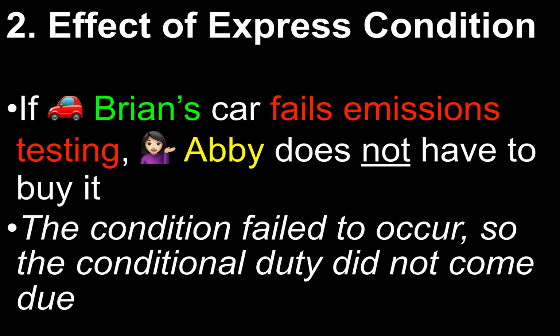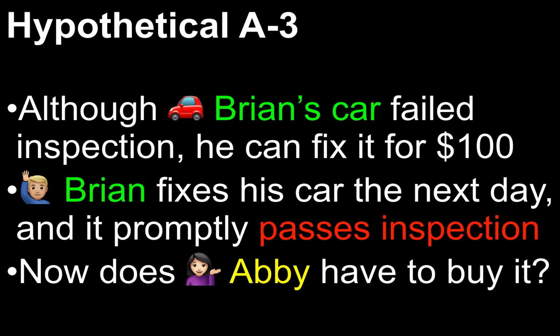That's all pretty simple so far, but in the real world, there's lots of ways that parties can complicate matters. Let's take a look at another hypothetical, adding a few layers of complexity to the situation. In Hypothetical 3, let's imagine that although Brian's car failed inspection, he can fix it. And in fact, he does fix it. The very next day, it only costs him $100, and he gets it back to the inspection, and it passes. Now, it failed inspection on day 1, he had it restored, and it passed inspection on day 2. Now, does Abby have to buy the car?